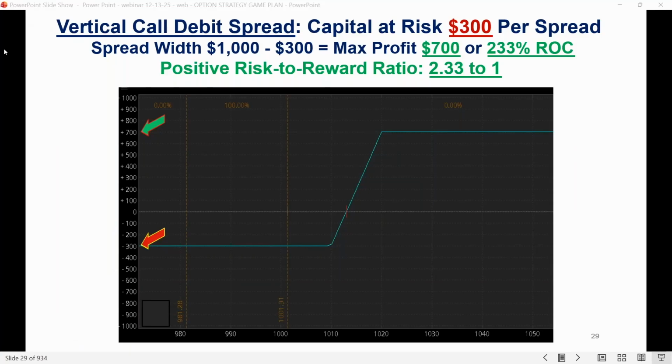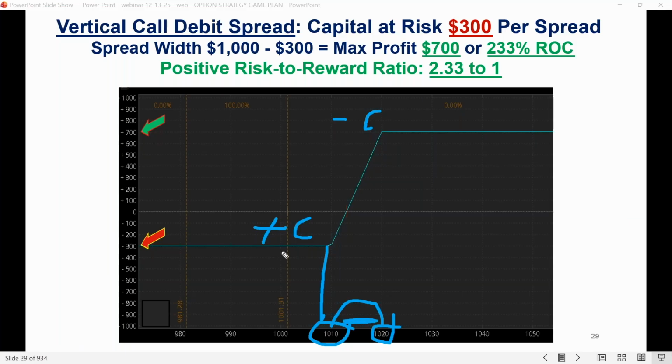Now, here's just kind of the profile of a call debit spread. So in this example, let's say you're long a call. Now we can do this with calls or puts, upside or downside direction. But here you're long a call, say at that 10-10 strike, and then you're short a call above it at the 10-20 strike. All right, so you can see the spread then is 10-10 at 10-20.